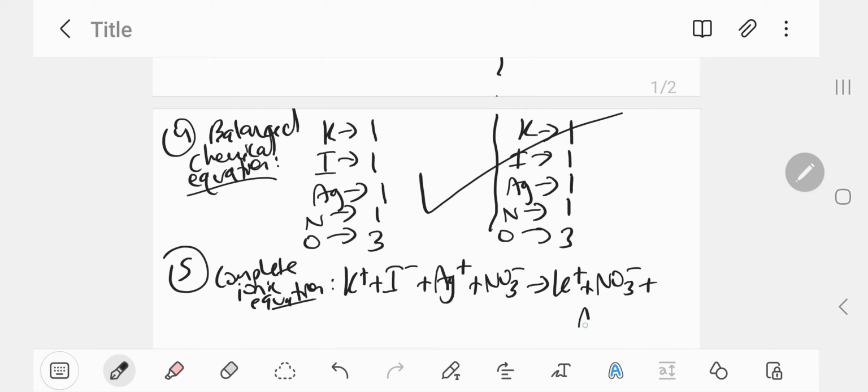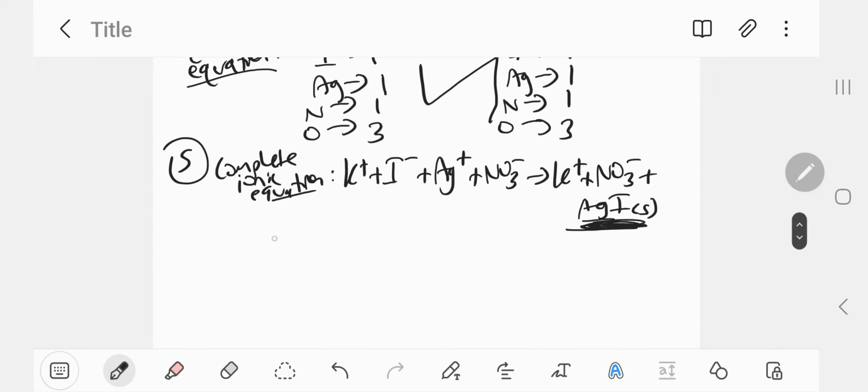NO3 minus plus AgI. Here's where you should be careful as well. I tell my students to be very careful. The precipitate does not dissociate. In other words, the precipitate stays as it is. It doesn't break up into ions. It's a solid, right? That's the complete ionic equation.